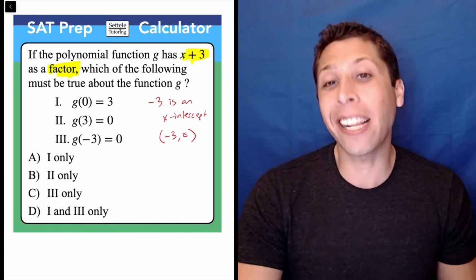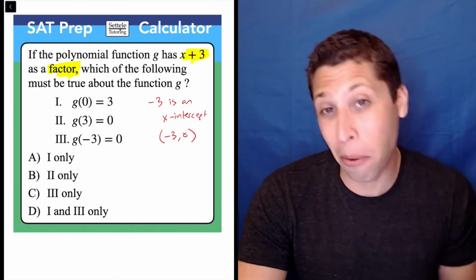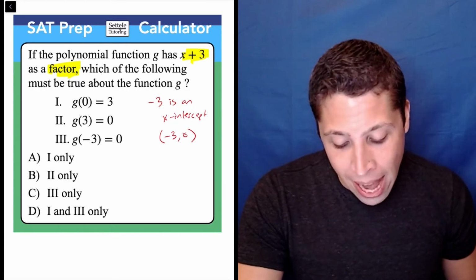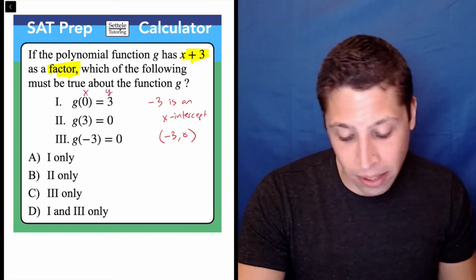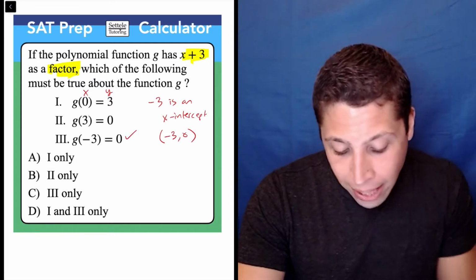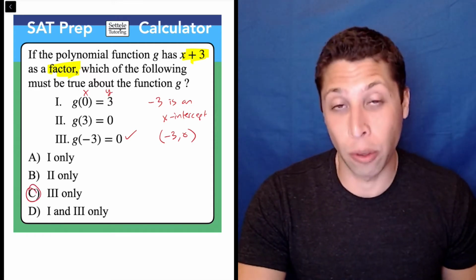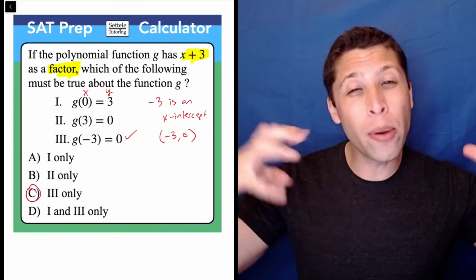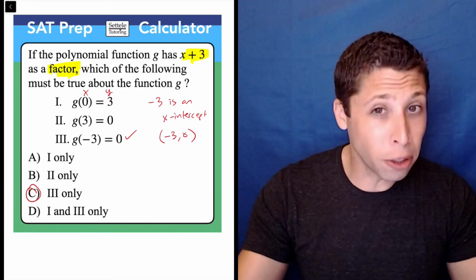And basically, that's what function notation is doing for us. It's putting a point, an xy point, in a slightly different format. The x is in these parentheses, and the y is what it's equal to. So you'll notice the x is negative 3, the y is 0. That is true on Roman numeral 3, and that is the only answer that actually works. So if you memorize that, if you get that tight connection in your brain between the word factor and the word x-intercept, you're in good shape.